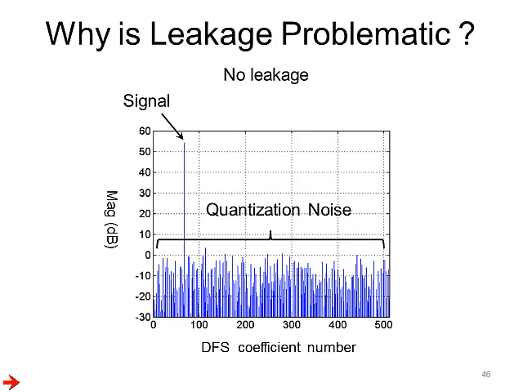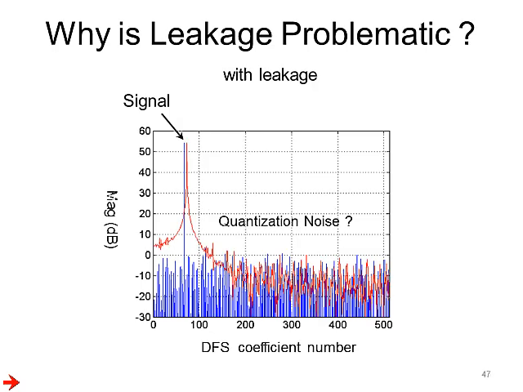Now, why is leakage problematic? When there is no leakage, as you can see in this example ADC output spectrum, it's fairly straightforward to figure out which is the input signal and which is the quantization noise. With leakage, you can see that separating the input and quantization noise is not a very straightforward affair.